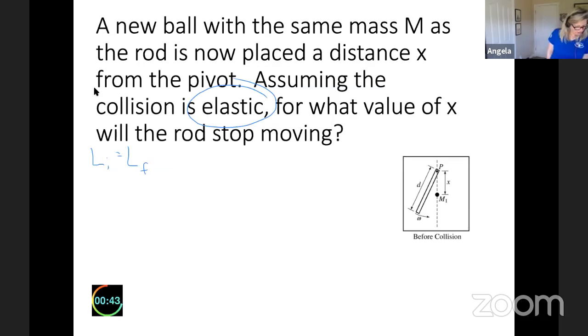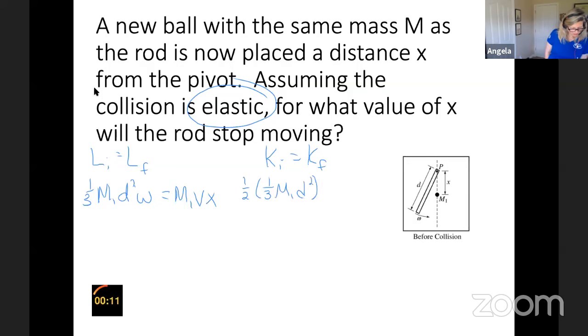1/3 m1 d squared omega is equal to L final, which would be m1 v times the perpendicular distance, which is x. Okay. Now, we also know kinetic energy is the same before and after because it's an elastic collision. So we have 1/2 of I, 1/3 m1 d squared, omega squared is equal to 1/2 m1 v squared.